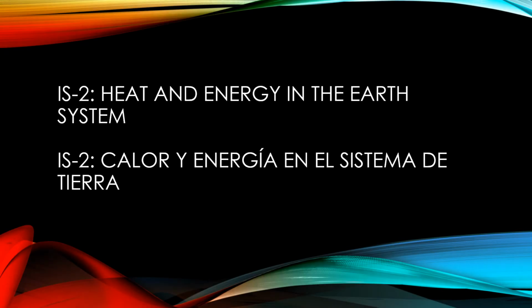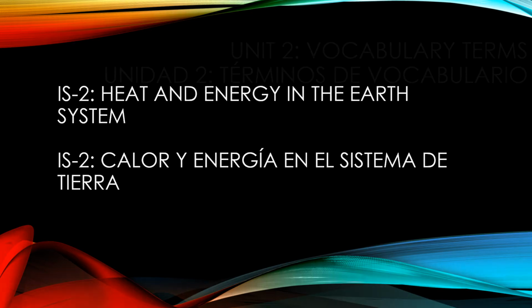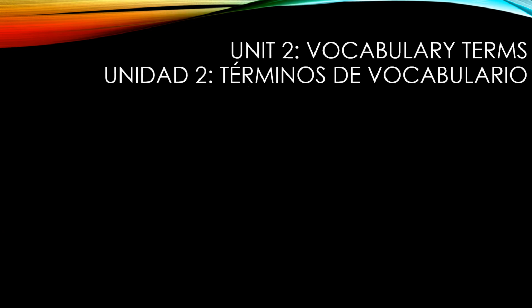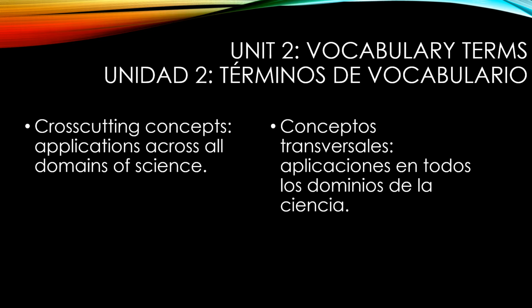Unit 2 is IS-2, Heat and Energy in the Earth System. You'll be learning many vocabulary terms throughout this unit. Cross-cutting concepts is anything that has applications across all domains of science, such as physics, biology, or chemistry.